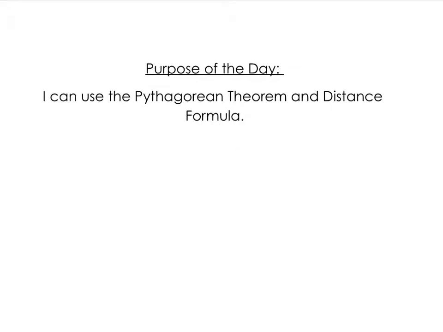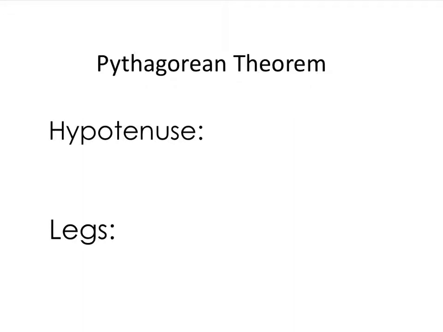Hello, and today's purpose of the day is I can use the Pythagorean theorem and distance formula. Let's review a little about the Pythagorean theorem. The Pythagorean theorem is a squared plus b squared equals c squared.